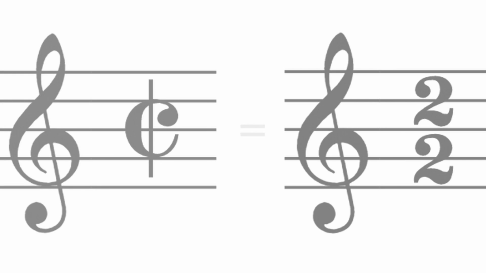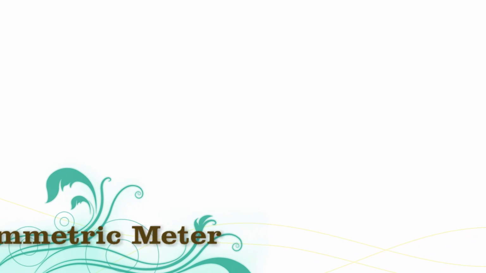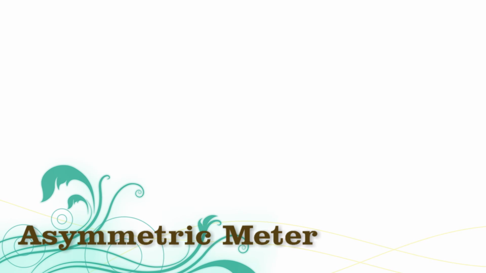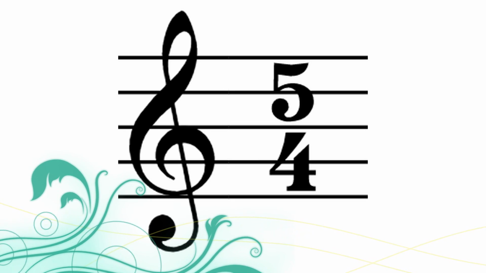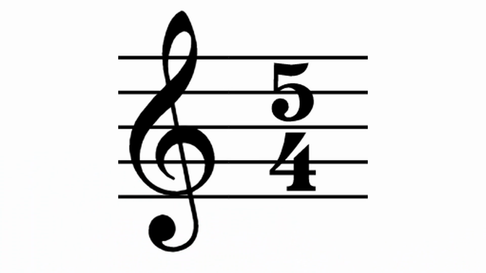Now let's look at even more complex time signatures. Sometimes we have time signatures where the number of beats in each measure can't be nicely divided by 2 or 3. We call this asymmetric meter. A good example of this is 5/4 time. In 5/4 time, the quarter note gets the beat, and there are 5 beats per measure.